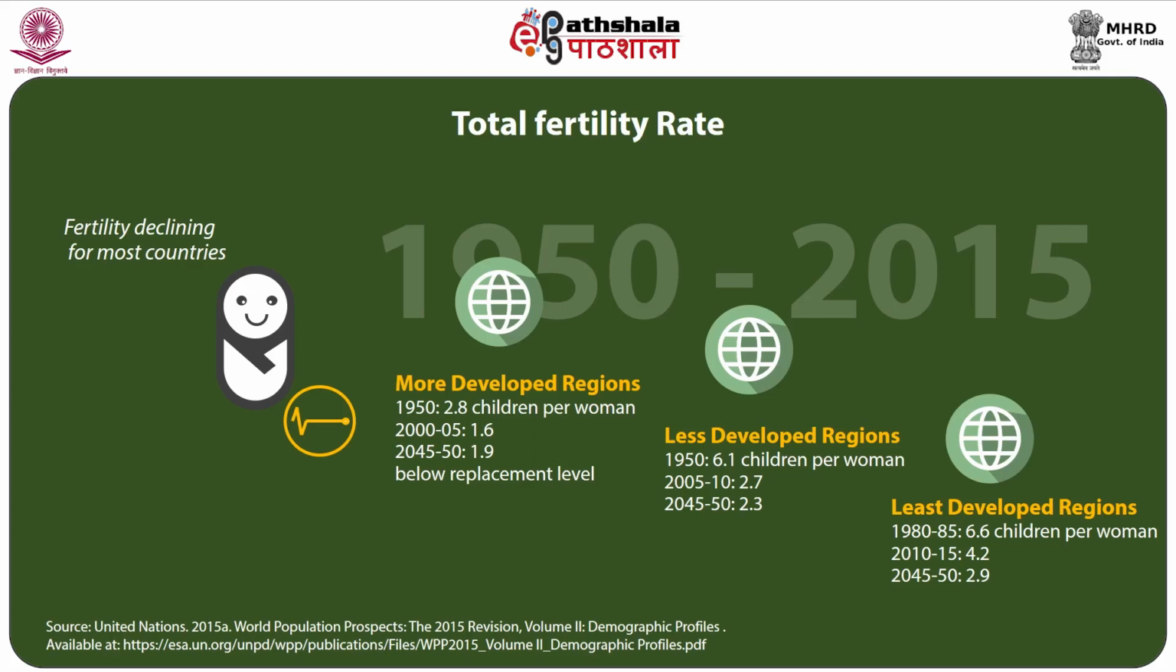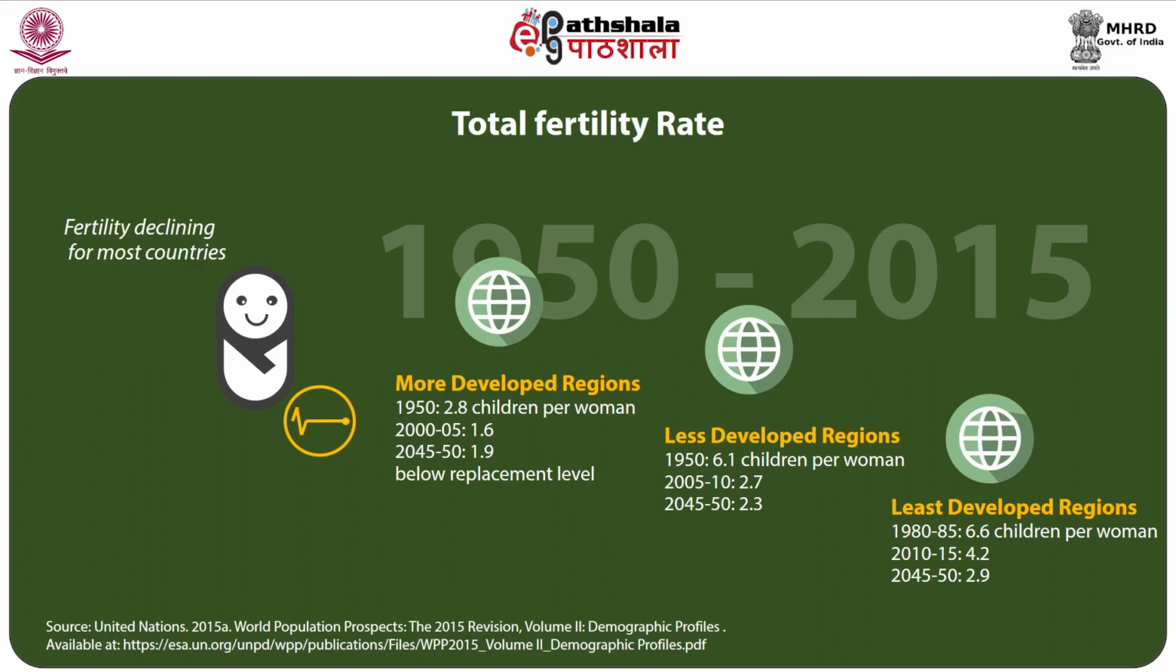TFR with respect to less developed and least developed regions also clearly shows a steady decline over a period of time. For example, in less developed regions, 6.1 children per woman was the norm noticed in the period 1950 to 1955. It has come down to 2.7 by 2010 to 2015, and the projection shows that it is going to come down to only 2.3 in 2045 to 2050.